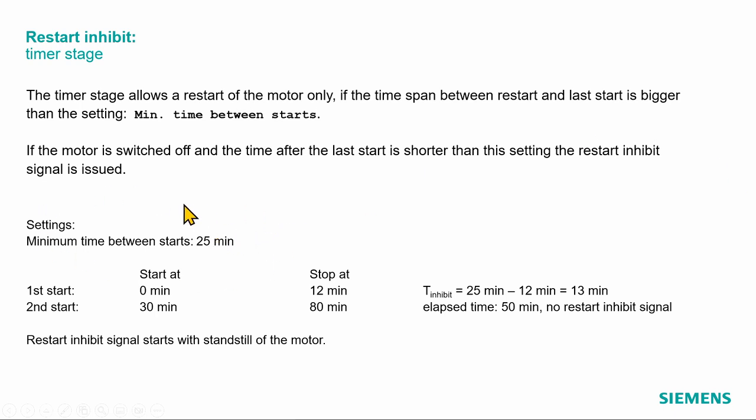I put also here an example. I have a minimum time between the starts of 25 minutes. I start the motor the first time at 0 minutes and stop it after 12 minutes. And the second start is at 30 minutes and stop at 80 minutes here. Good, then I have this inhibit time, and it's the minimum time between the starts, the 25 minutes. And I subtract the 12 minutes because this is the point of time when the first start is over. And then I have 13 minutes left until the 25 minutes have elapsed, and then I can make the next start of the motor.